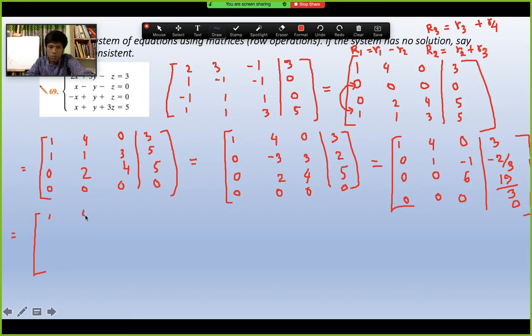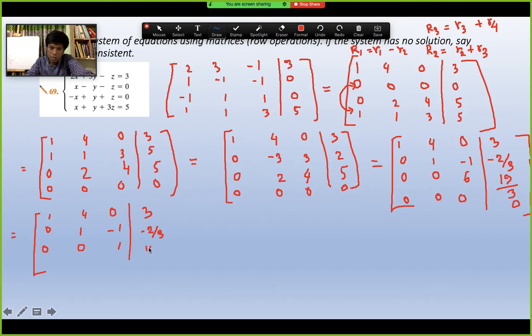One, 4, 0, 3, 0, 1, -1, -2 by 3, 0. This line we will now divide by 6. So 0, 0, 6 divided by 6 equals 1.